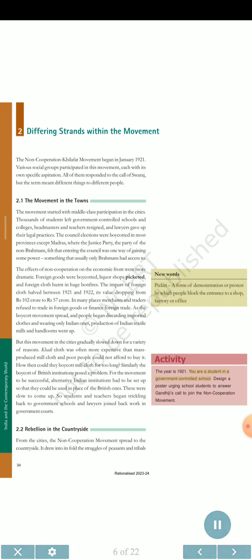Activity. The year is 1921. You are a student in a government-controlled school. Design a poster urging school students to answer Gandhiji's call to join the non-cooperation movement.